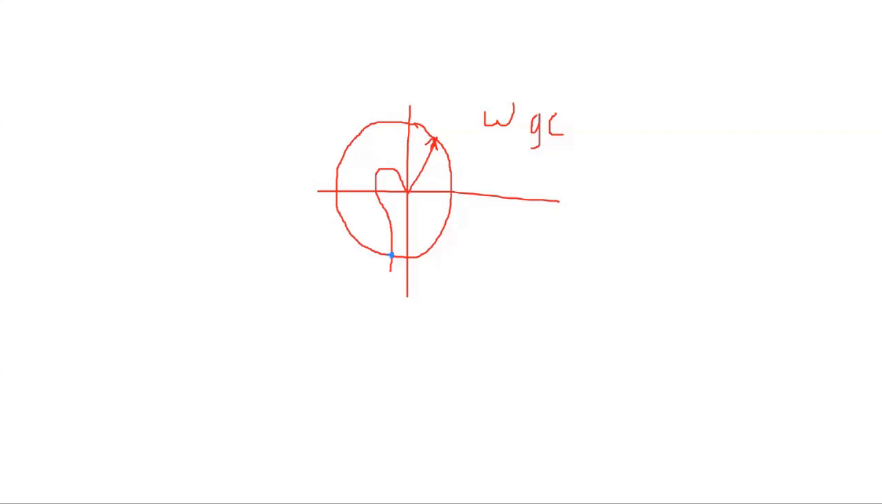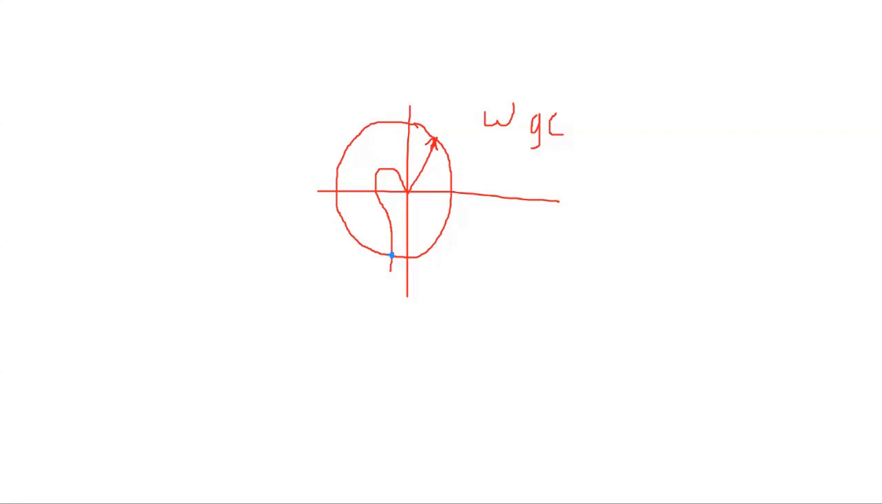which has magnitude equal to 1. That is nothing but the point of intersection between the unit circle and the polar plot, right? Next thing, this is how omega GC is calculated. Another thing is we need to locate what is omega PC.